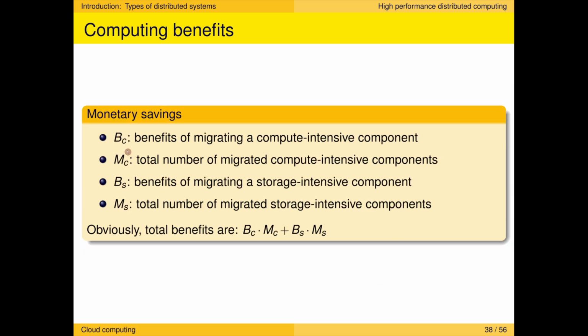Anyways, we will call the benefit of migrating a component from a local data center in my company to an external cloud service provider. So for compute intensive components, we'll call that BC, and for storage intensive components, we will call that BS. Similarly, the number of migrated components will be MC or MS. So obviously, the overall benefit is BC times MC plus BS times MS.